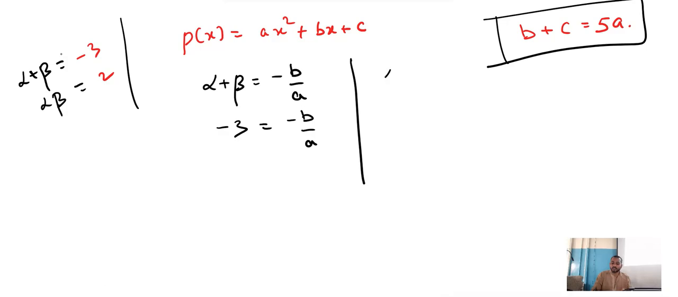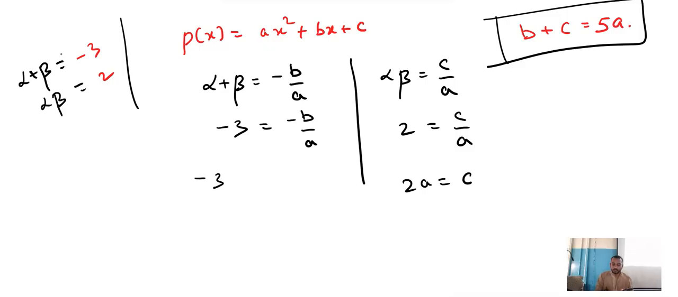Now come back to the other side. Alpha into beta equals c by a. What is alpha into beta? 2. 2 is equals to c by a. Can we cross multiply? 2 into a, 2a is equals to c. Here also you cross multiply. Minus 3 into a is minus 3a is equals to minus b. Minus gets cancelled. 3a is equals to b. 2a is equals to c.